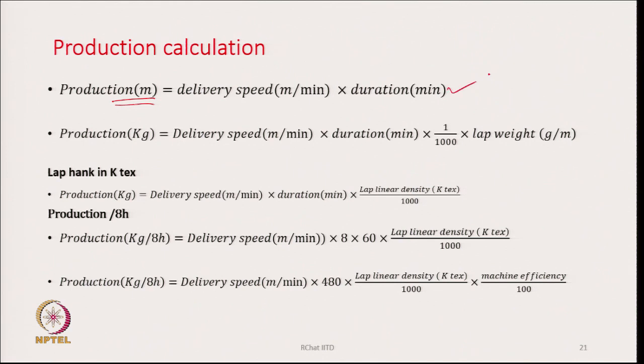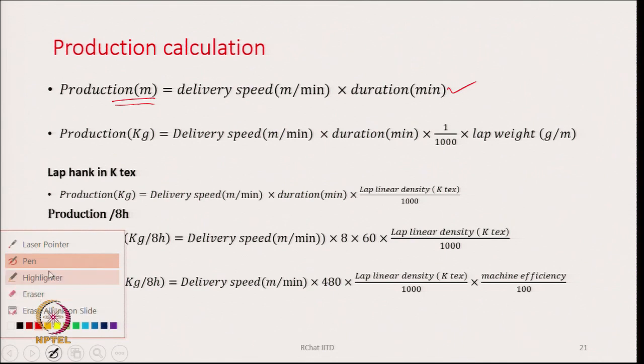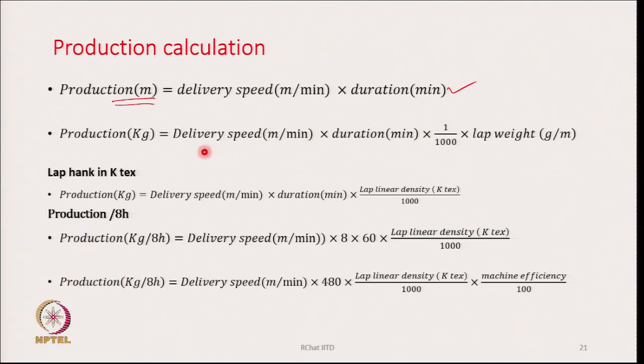If I want to know the production in kg, so much length I am delivering, and now we need to know the lap weight in gram per meter. If I want the unit to be in kg, I divide this by 1000, that will give me the production in kg.